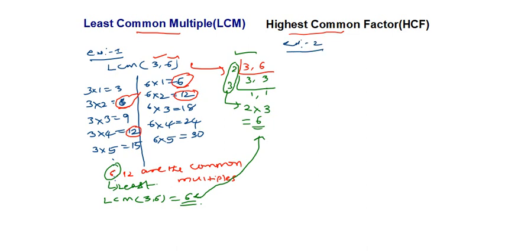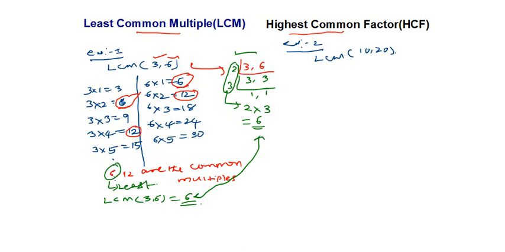So here, LCM of 10 comma 20. I will do it directly. First I will do it by two methods: first the multiples method, then the normal method.